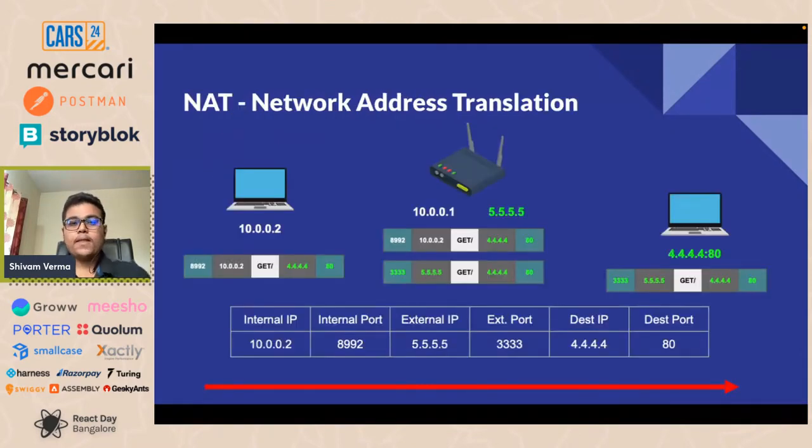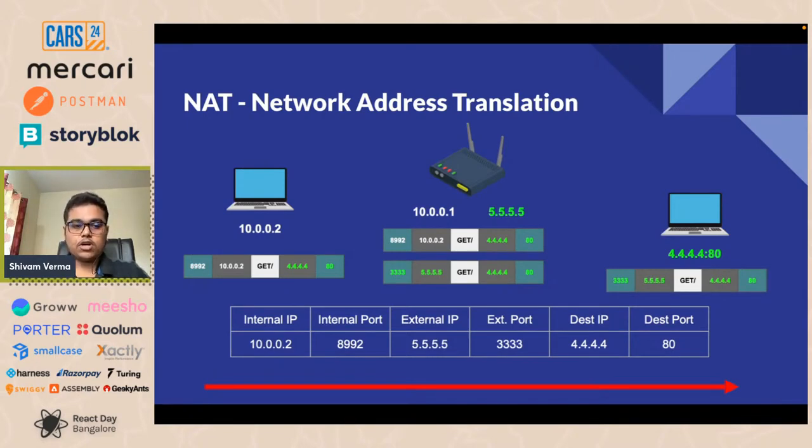NAT stands for Network Address Translation. So why do we need NAT? Before IPv6 came into the picture, there was the problem of limited IP addresses. We would run out of IP addresses very soon. So NAT came into the picture for that, and the second reason was firewalls. You cannot expose your public IP address to the real world so easily, so NAT gives you that protection layer as well.